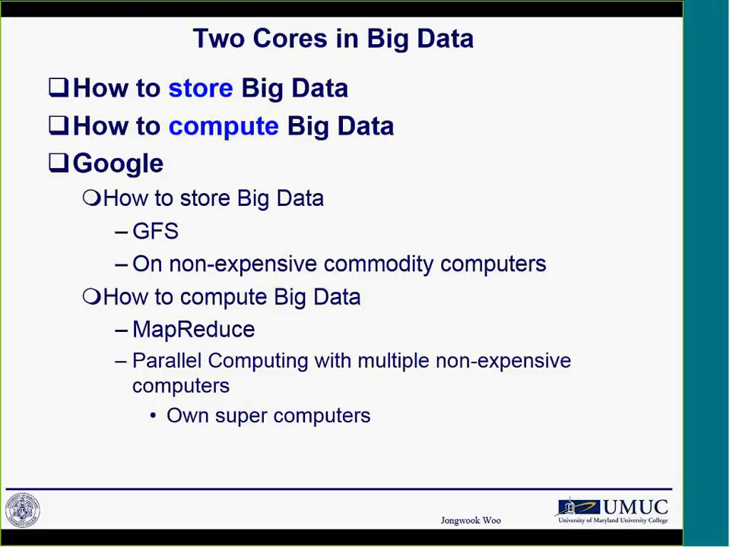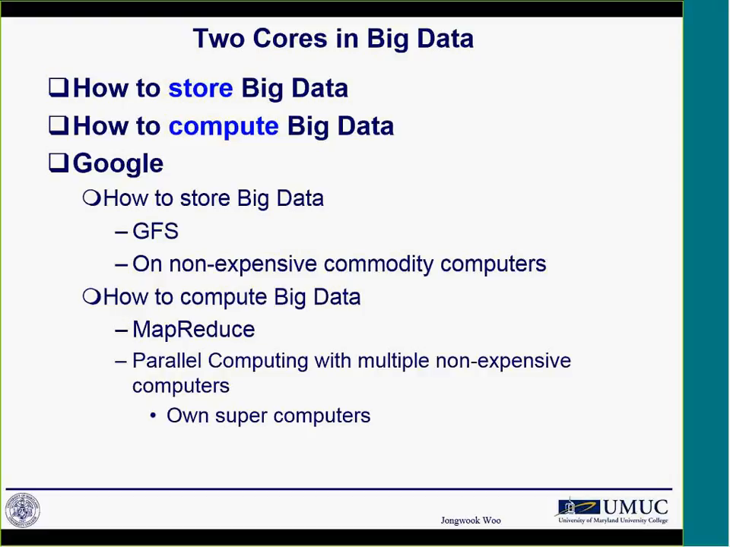And fortunately, Hadoop came out. So again, there are two cores in big data that we have to consider. The first one is how we can store this massive data set. The second issue is how we can process this large-scale data set.